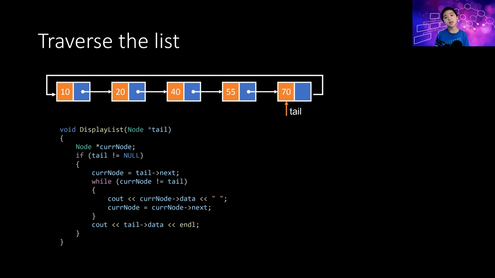Traversing is almost the same as in singly linked lists. The only difference is, now we don't have a head pointer, but we can get the first node from the tail pointer with just one step. Then we follow the list until we hit the tail.